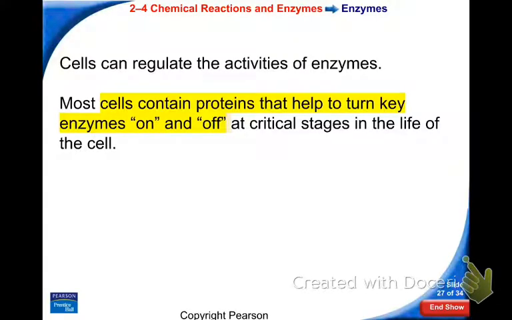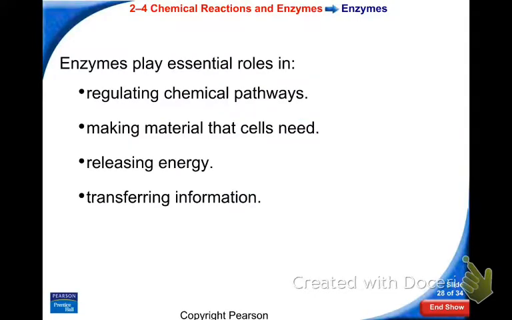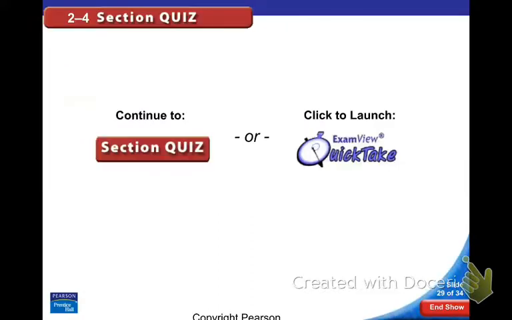Cells also have proteins that can help turn on and off enzymes. So sometimes if a chemical reaction needs to occur, the enzyme will be active, and then when the cell doesn't need it anymore, it shuts it off. So enzymes, really important. They help to regulate chemical pathways. They help the cell make materials that it needs. Enzymes help to release energy, and enzymes help with transferring information throughout the cell.